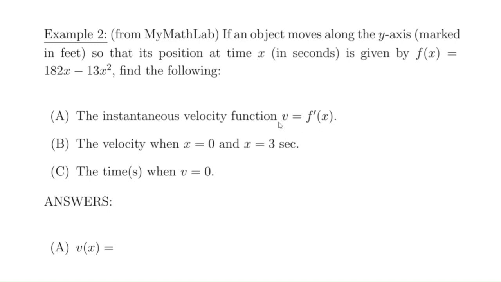You could think of it as v of x, right? V of x, the velocity at time x, is just f prime of x. Also, what is the velocity when x equals 0 and x equals 3 seconds? And also, what is the time when the velocity is 0? So this is not saying the time is 0. It's asking at what time is the velocity 0?